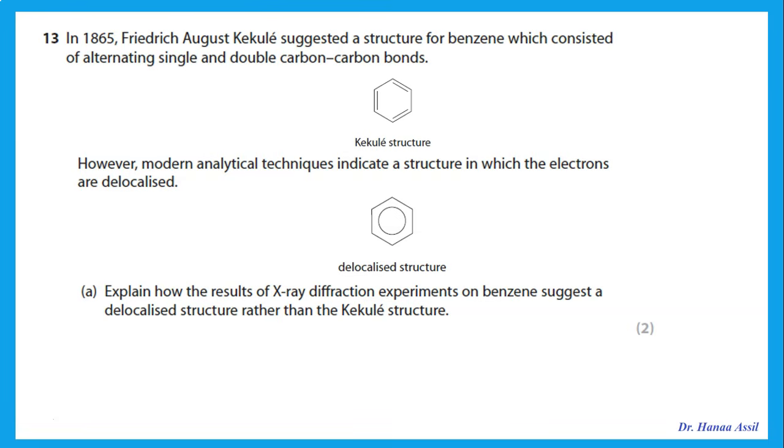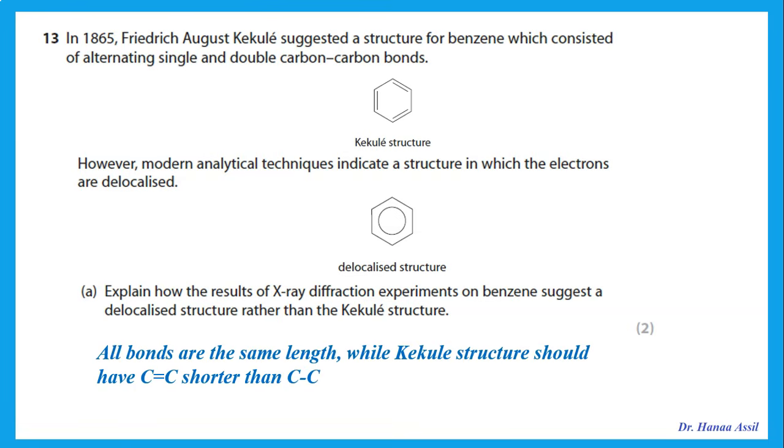Explain how the results of X-ray diffraction experiments on benzene suggest a delocalized structure rather than the Kekulé structure. Why did they decide that we have a delocalized structure? It was because when we did the X-ray diffraction experiments, they found that all the bonds are the same length. If we had the Kekulé structure, that wouldn't be the case, because the double bonds are supposed to be shorter than the single bonds. So the fact that all the bonds are the same length means we do not have the Kekulé structure, we have the delocalized structure.